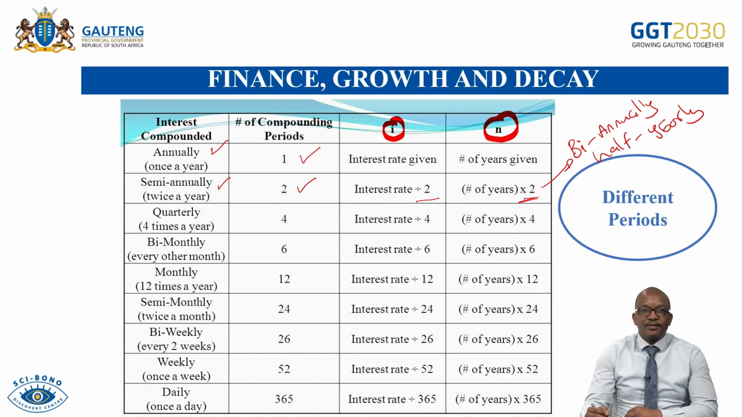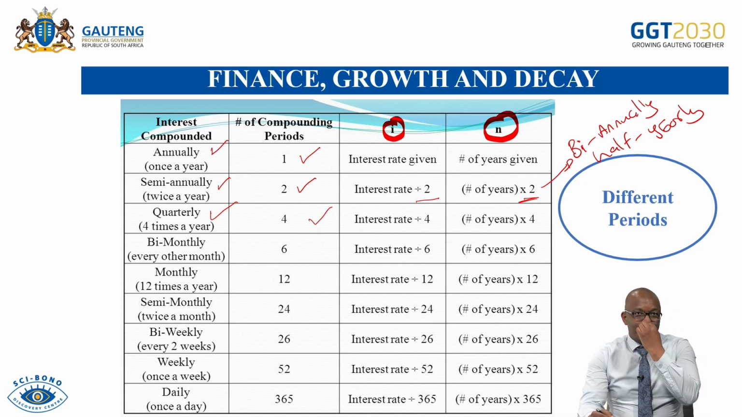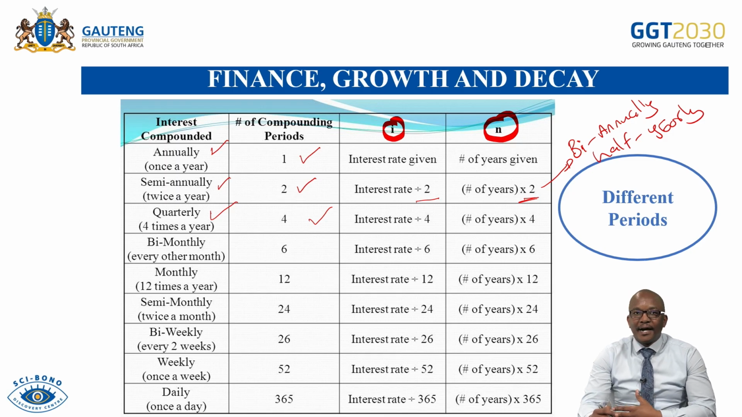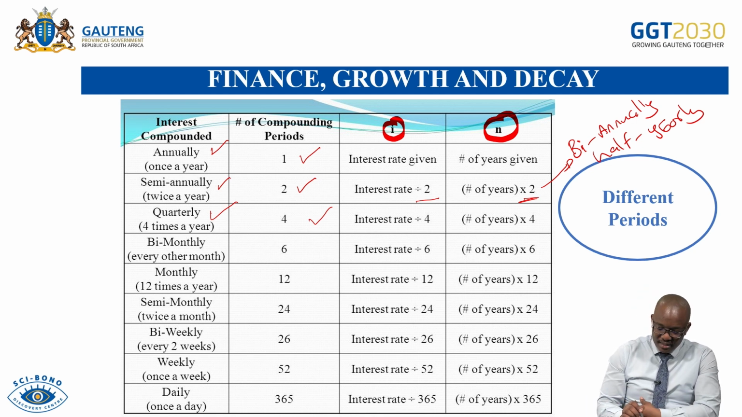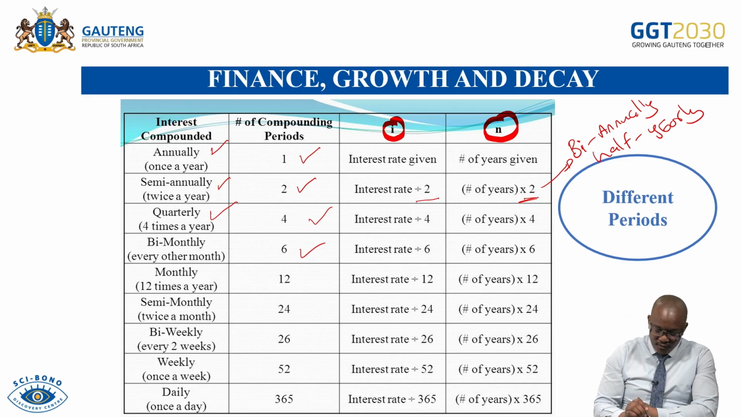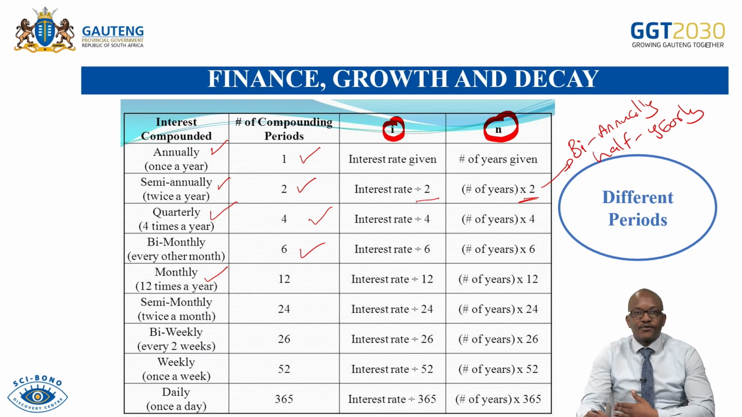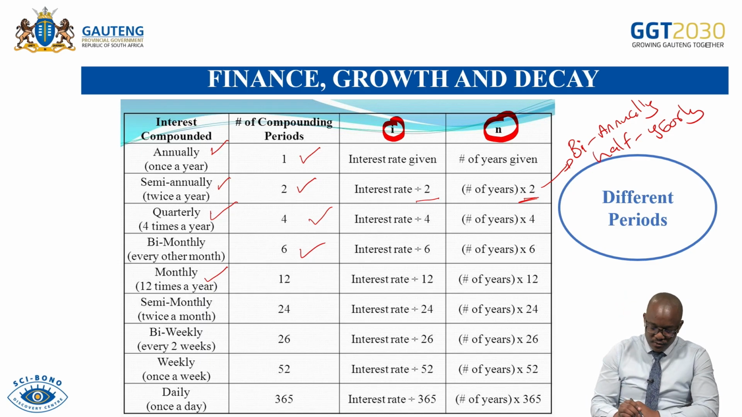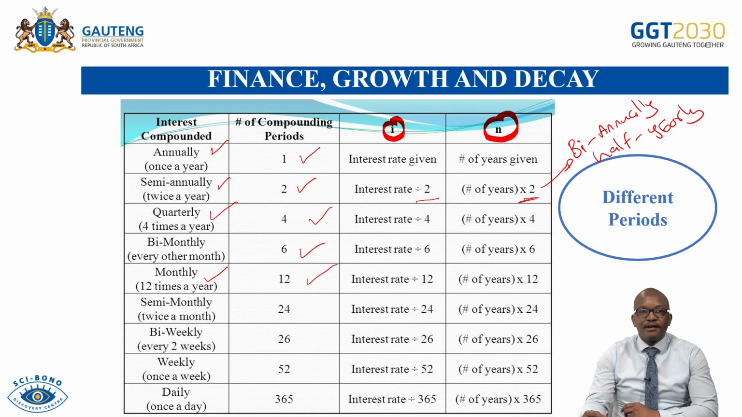So when we're talking about a quarter, remember, in terms of our quarters in a year, there are 4. We have term 1, term 2, term 3, and term 4. So when we are talking about quarters, it means the interest is charged 4 times a year. Then now we have what we call bi-monthly. When they're saying bi-monthly, it means your interest is charged 6 times a year. Then we have also monthly. Monthly, remember, we have 12 months in a year. So the interest will be charged each and every month.